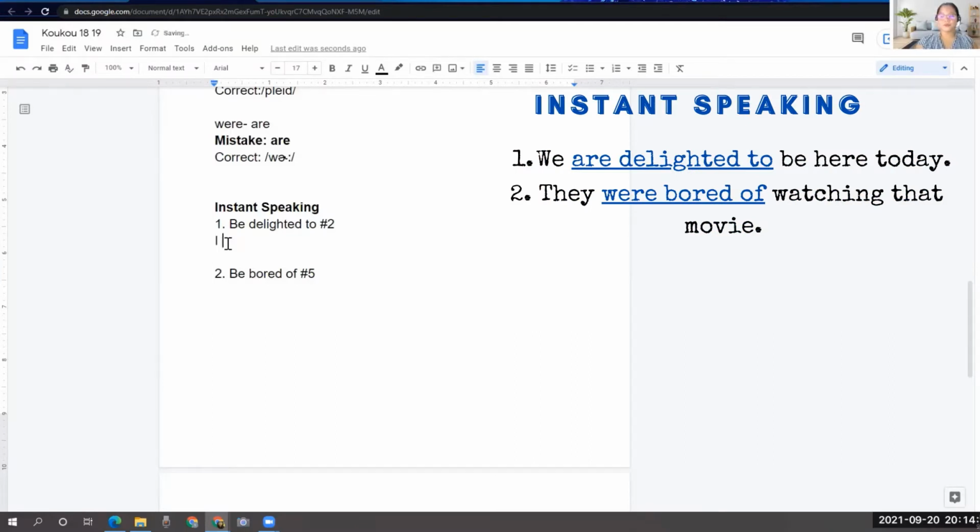I'm delighted to win the game. I'm delighted to win the game because I practiced a lot. Sorry. Got practiced. Practice. Sorry. Got practices a lot. Yeah. I am delighted to win the game because I got practices a lot.